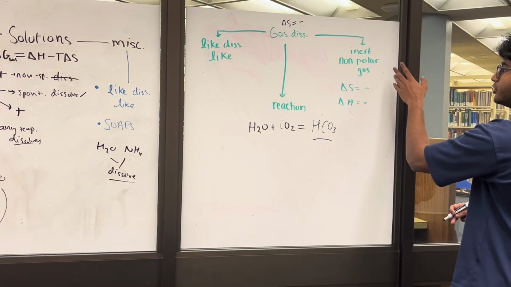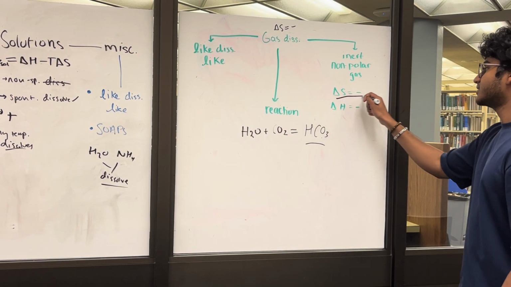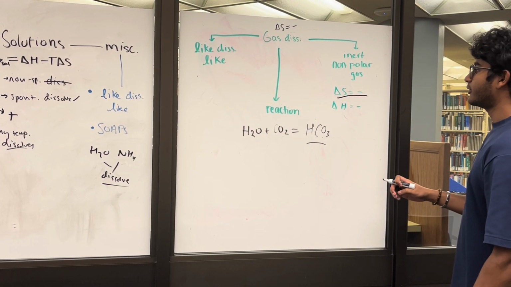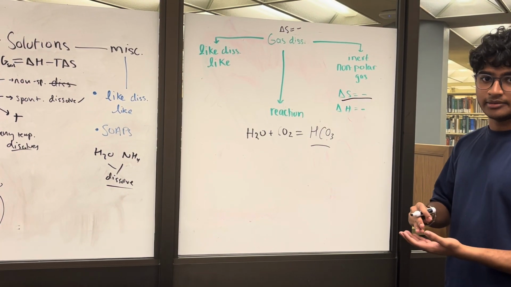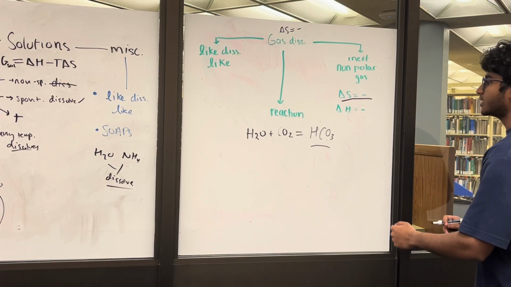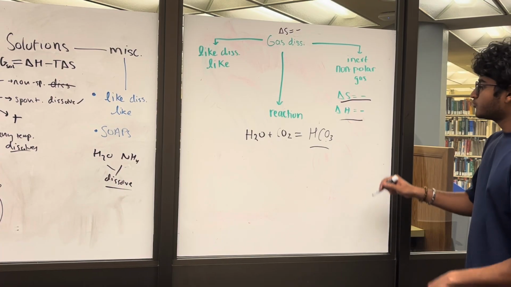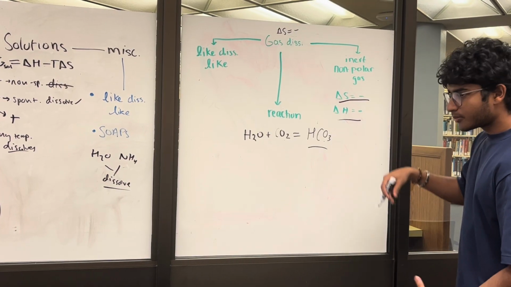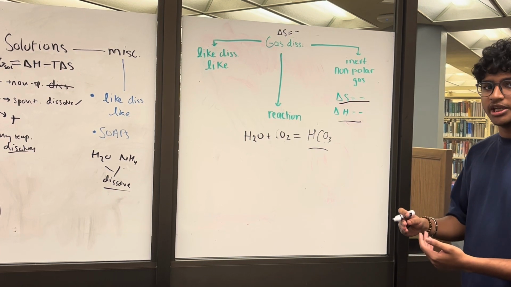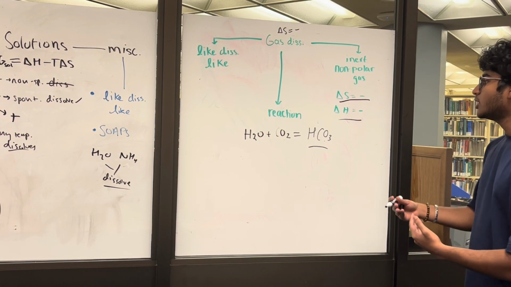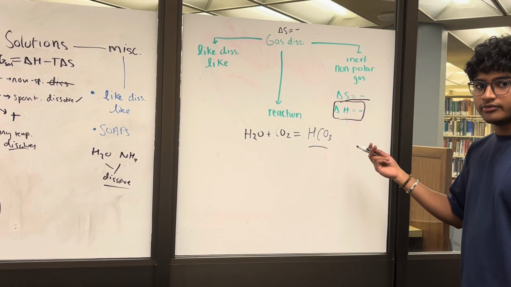And then if you have an inert nonpolar gas, that first fact still remains consistent. Delta S is negative, but what's important to know is that inert nonpolar gases will only dissolve slightly. And the reason they dissolve slightly is because delta H is negative, right? Delta H is negative because inert nonpolar gases will have some sort of dispersion force, right? So dispersion IMFs will be created between the liquid and the gas, and since new bonds are being created, delta H is going to be negative, right?